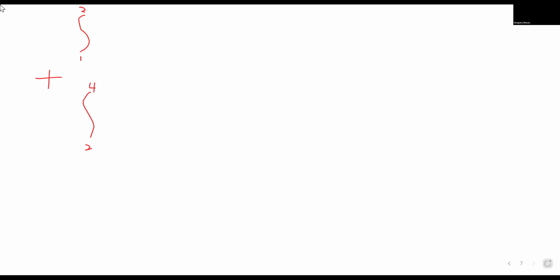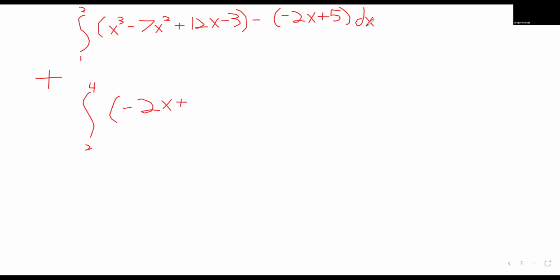And we're going to add these integrals together. From 1 to 2, the cubic was bigger. Am I right about that? x cubed minus 7x squared plus 12x minus 3, our upper curve, minus our lower curve. And then our lower and upper curves swap from 2 to 4. It's the linear curve, the straight line, that's on top.